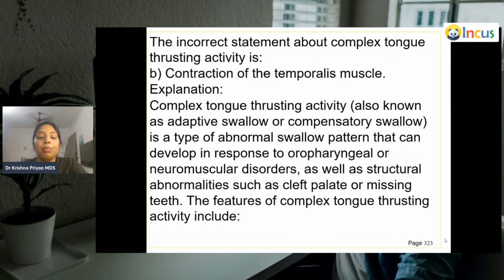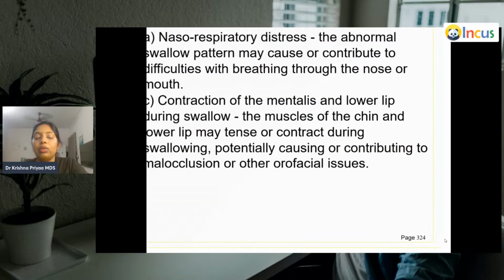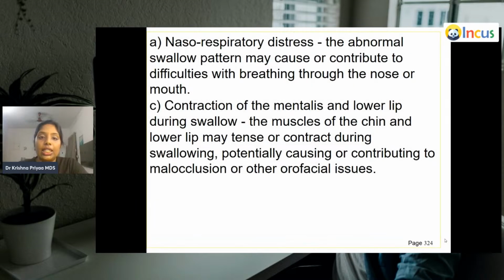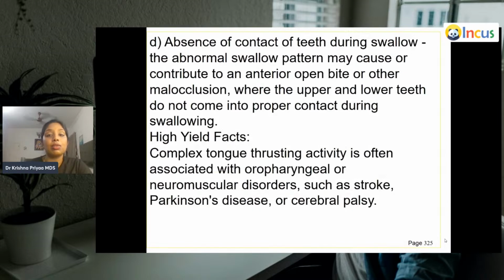Yes. So the complex tongue thrusting activity is usually associated with oropharyngeal or neuromuscular disorders, as well as some cleft palate or missing teeth. Generally the features include nasorespiratory distress. It may cause or contribute to difficulty in breathing. Contraction of mentalis: the muscles of the chin and lower lip may tense or contract during swallowing, which may lead to other malocclusions or orofacial issues. Absence of contact of teeth during swallow also contributes to anterior open bite.